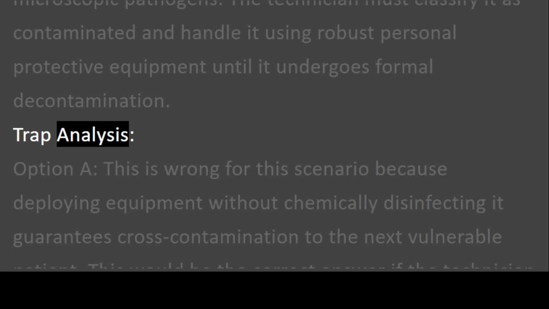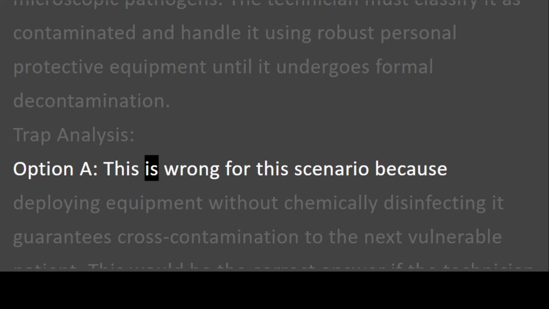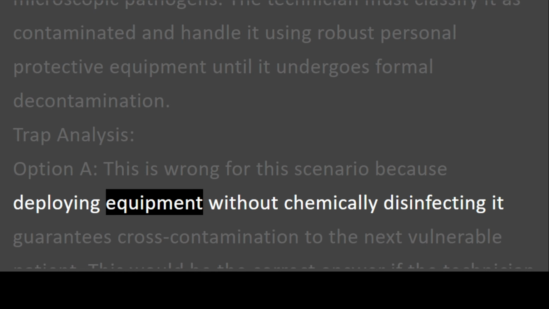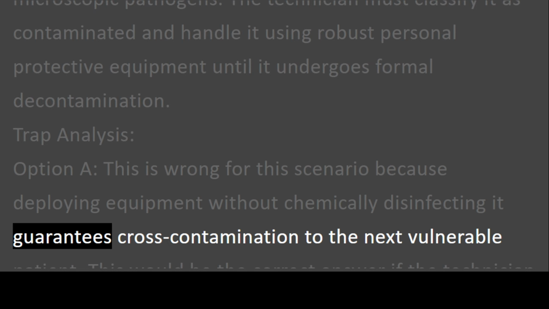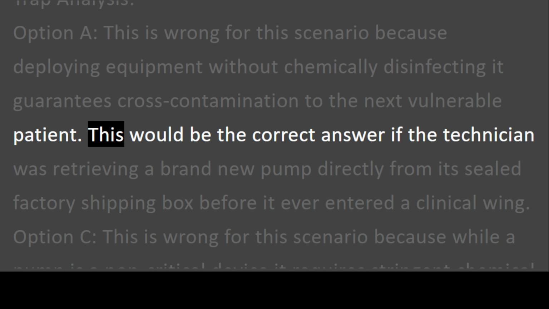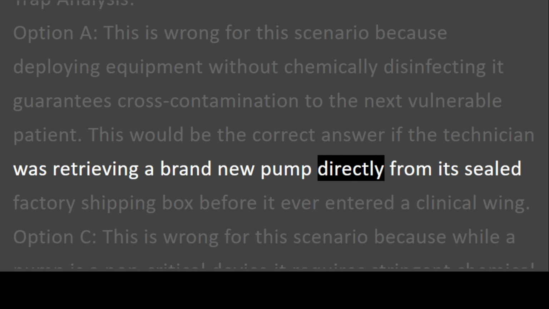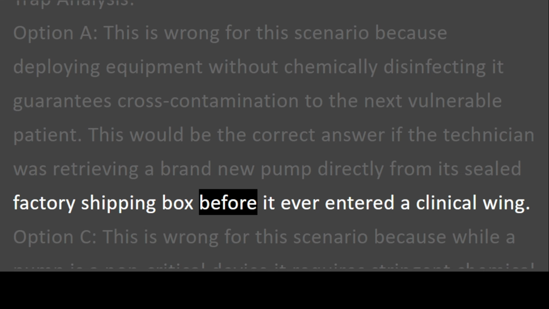Trap analysis. Option A. This is wrong for this scenario because deploying equipment without chemically disinfecting it guarantees cross-contamination to the next vulnerable patient. This would be the correct answer if the technician was retrieving a brand new pump directly from its sealed factory shipping box before it ever entered a clinical wing.